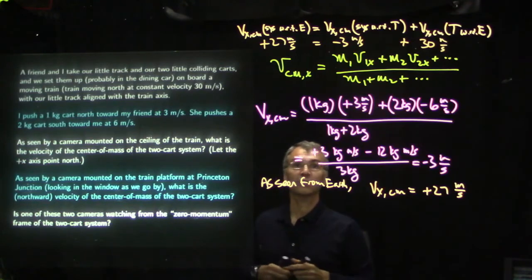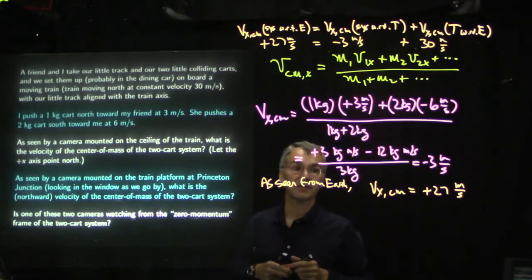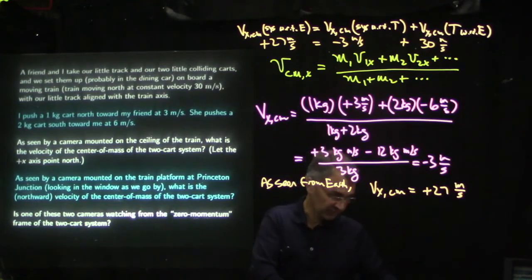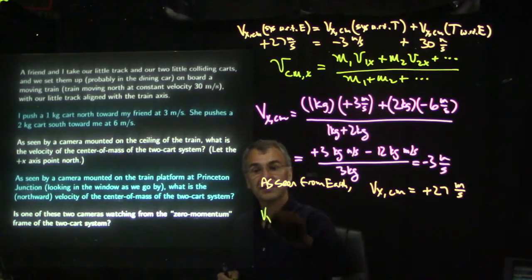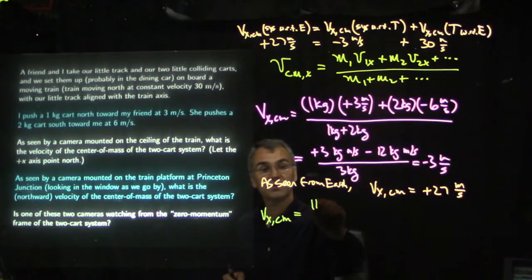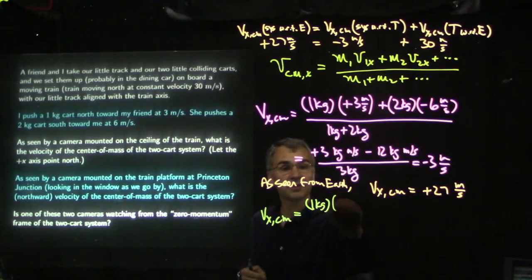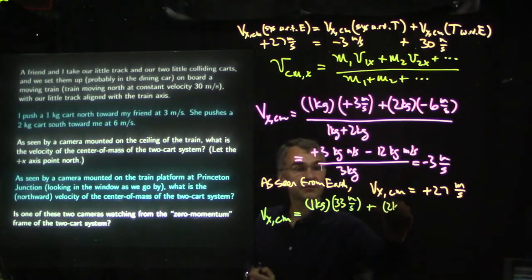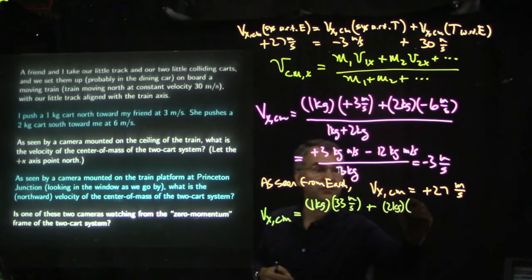But let's work it out a different way. Let's work it out as seen, as measured by the person on the train platform. So what the person on the train platform sees is VXCM is 1 kilogram. So this cart, see, it's plus 3 with respect to the train. So this person sees this cart moving at 33 meters per second. And then there's 2 kilograms. And this person sees it moving at 30 minus 6 is 24 meters per second.